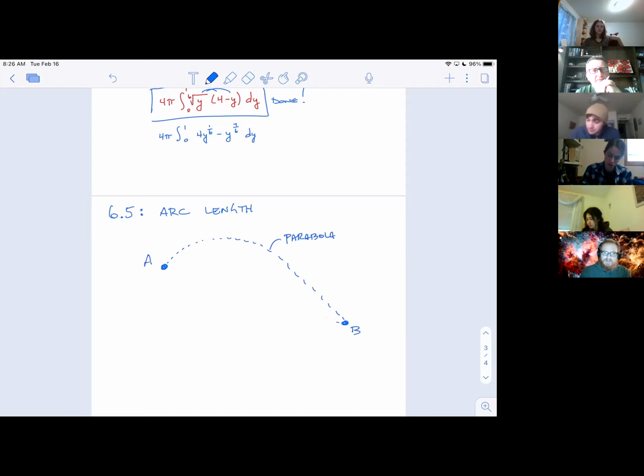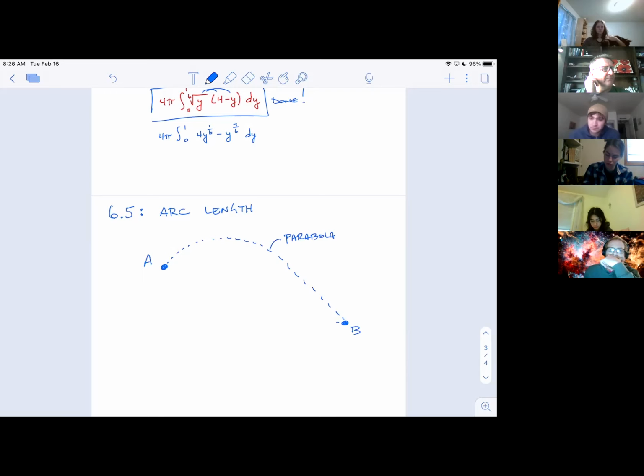How far is it? How far does that rock actually fly through the air? What is the length of that curve? Wouldn't that just be the integral of the curve from A to B? Yes, except that would give you the area under the curve. They give you something totally different.